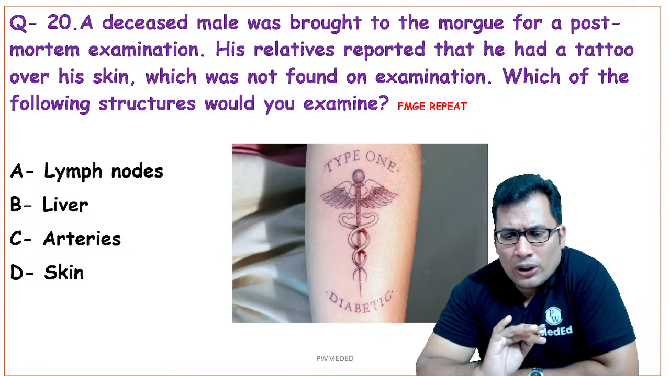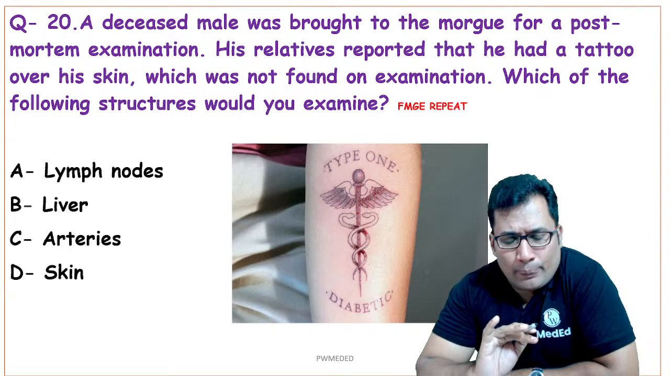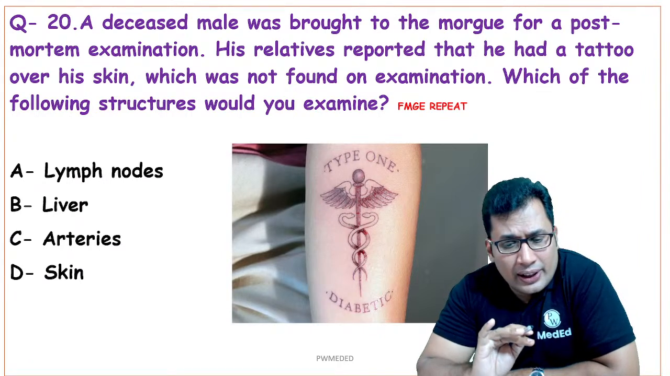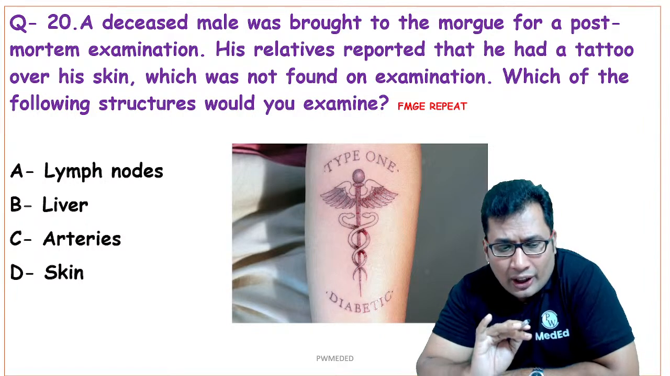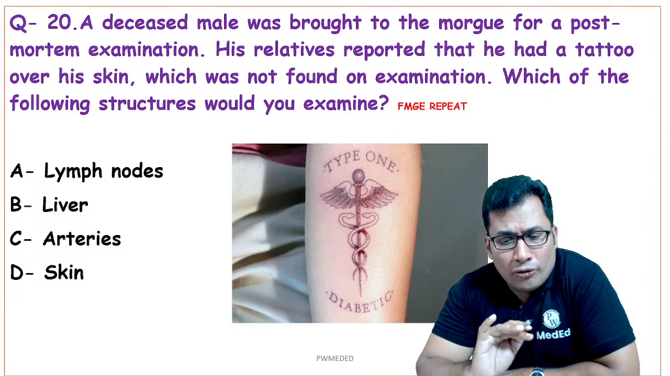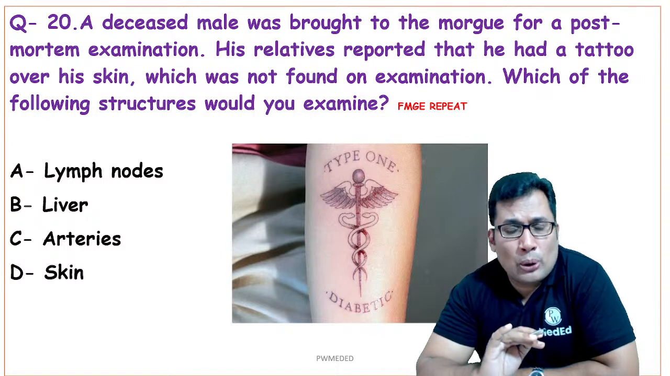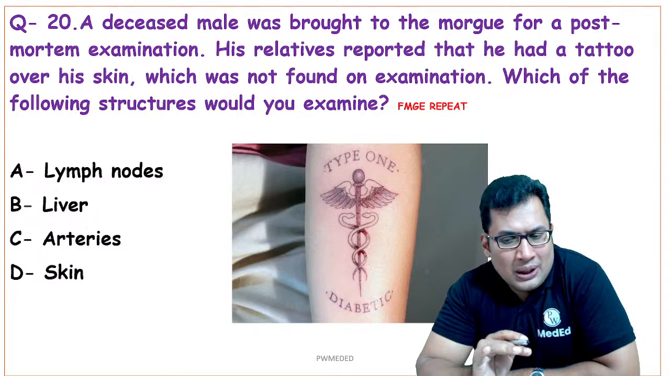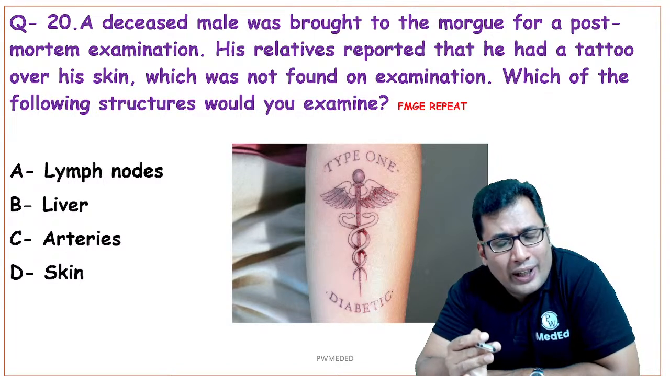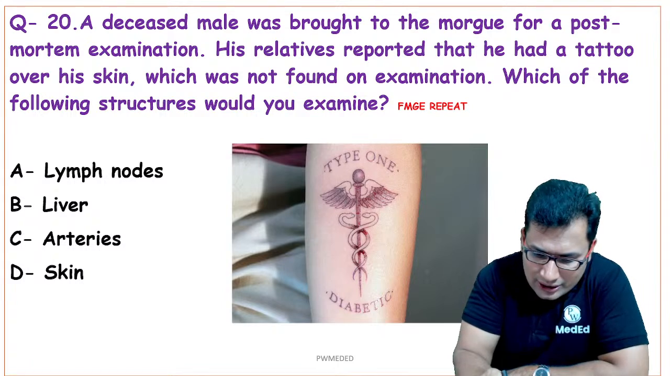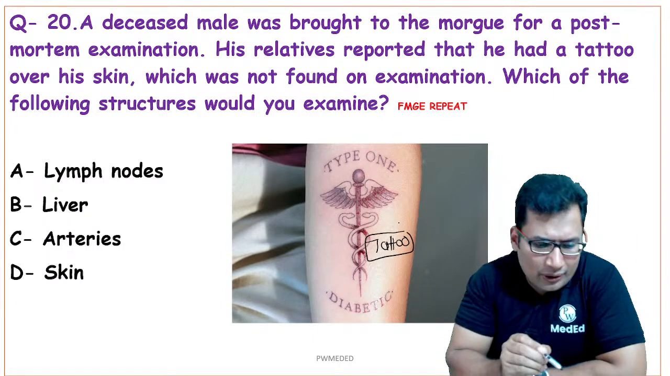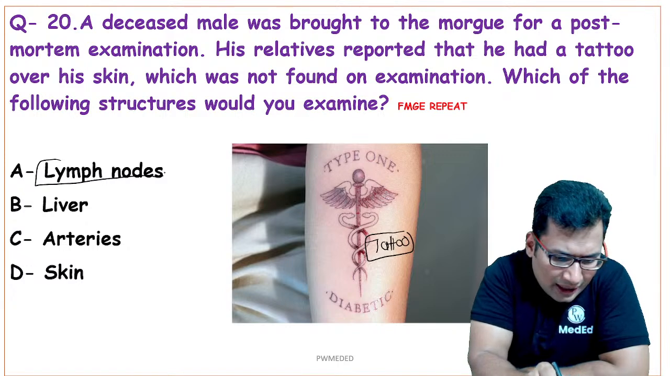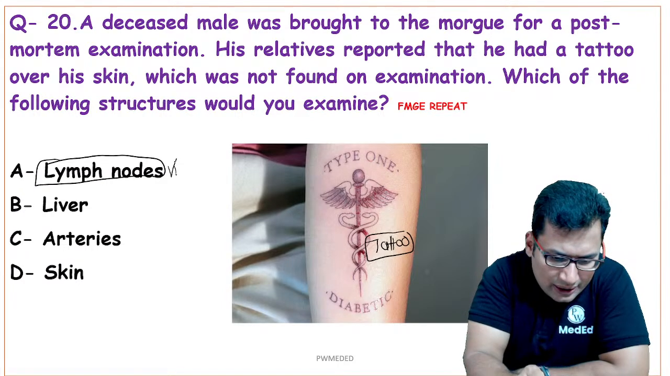A deceased male was brought to the mortuary for post-mortem examination. Relatives reported that he had a tattoo over his skin, which was not found on examination, probably because of decomposition or skin slippage. Which of the following structures would you examine? So this is about the tattoo. Very simple. Whenever a question is asked about the tattoo, your answer should be lymph node. Lymph node is the correct answer.